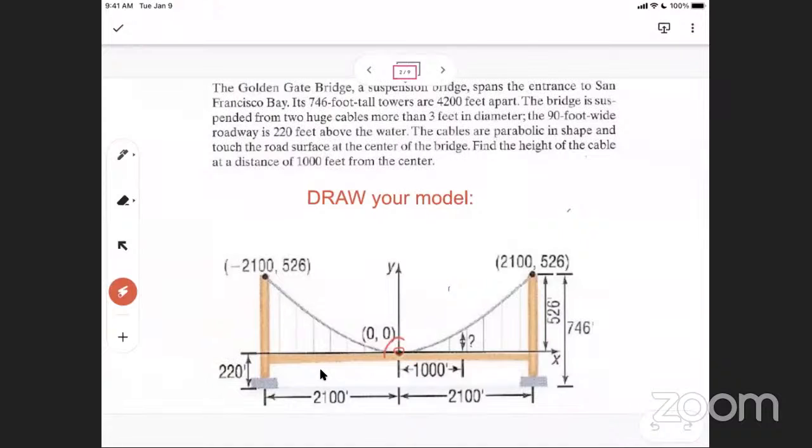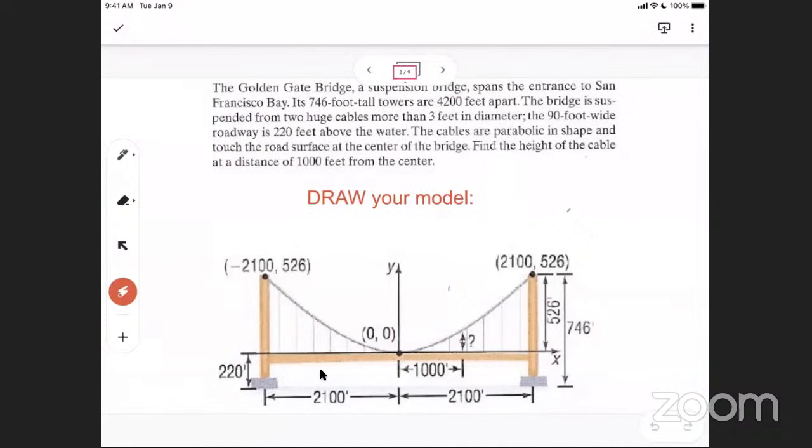So here's, if this is 0, 0, then this total distance is half of 4,200. So it's 2,100 to the end. That's how I got 2,100 as the X coordinate and negative 2,100 at the Y coordinate. And because this is 220 feet to the water, we knew that we subtracted that from the pole's height and we got this distance above the X axis as 526 on both sides.